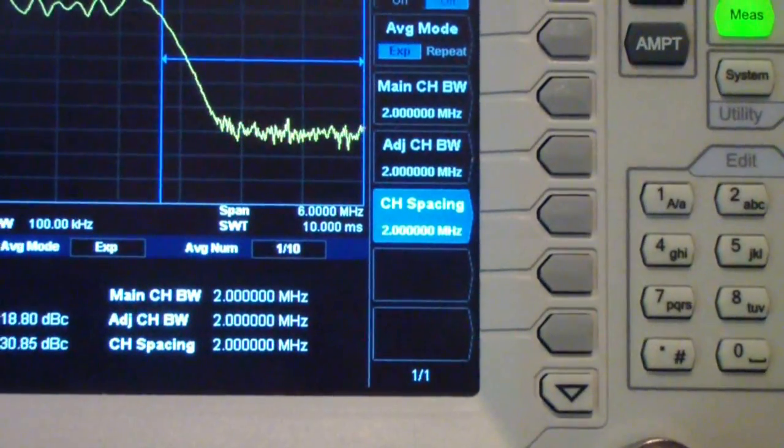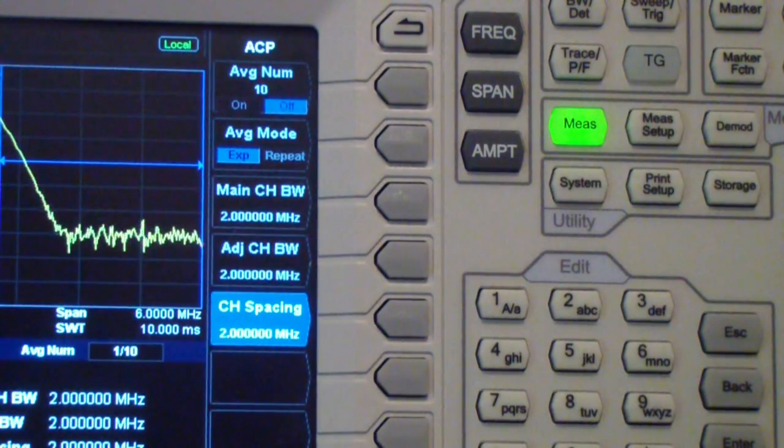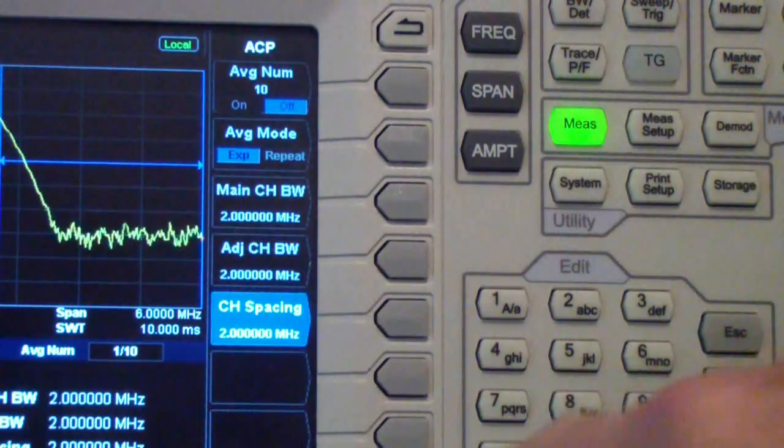What I have done, and I'm not going to go into too much detail, you use the measure key to set things up.